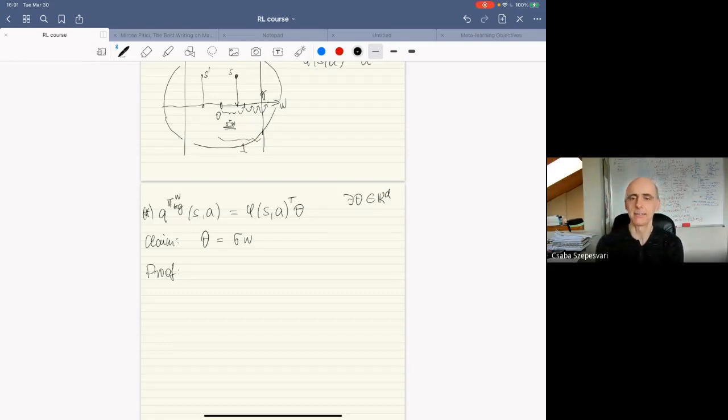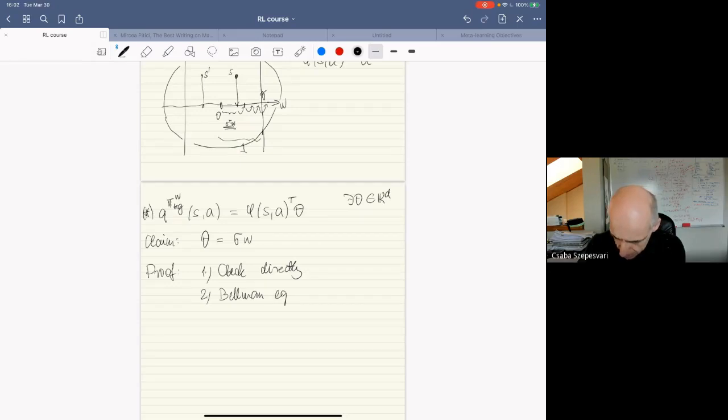Yeah, we could check directly. So Wesley suggests that we directly calculate the action value function. For simple cases like this, there's a chance that you can do that. So check directly. What's the other option, which is sometimes a little bit faster? Yeah, good, the Bellman equation. So how can we use the Bellman equation?